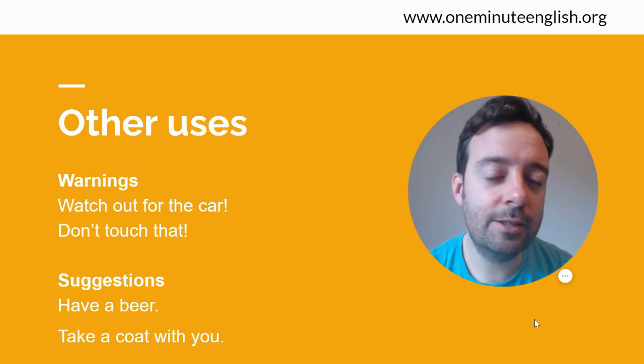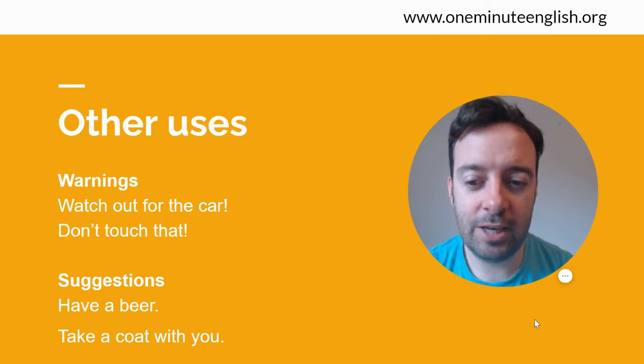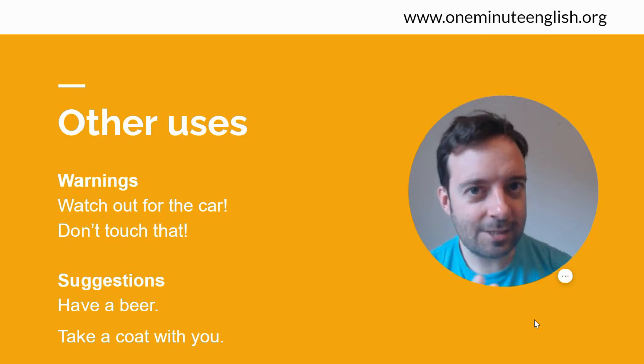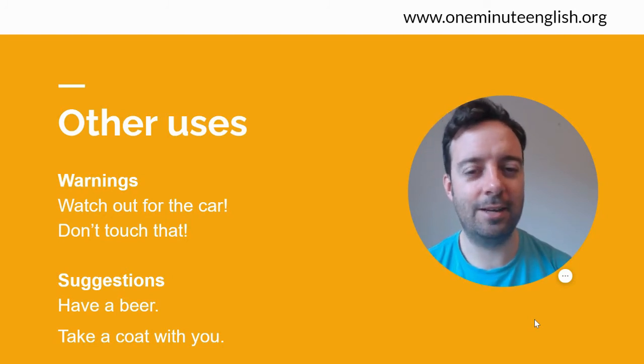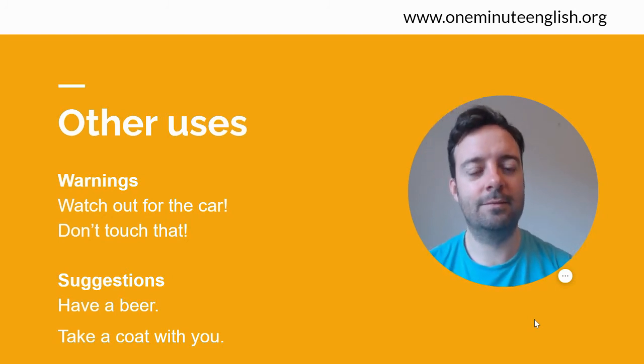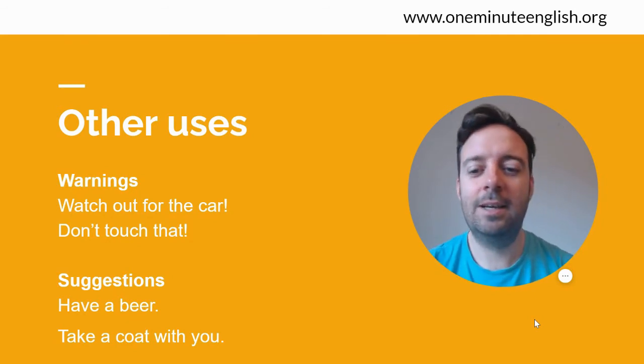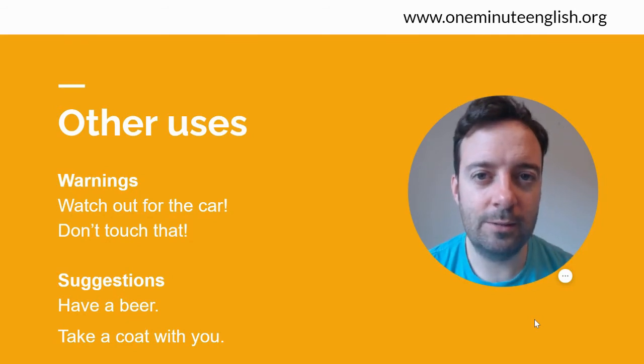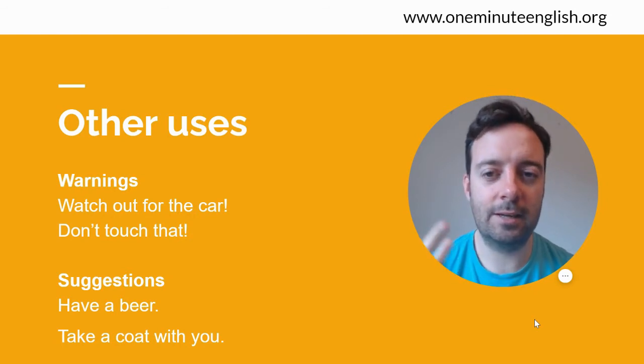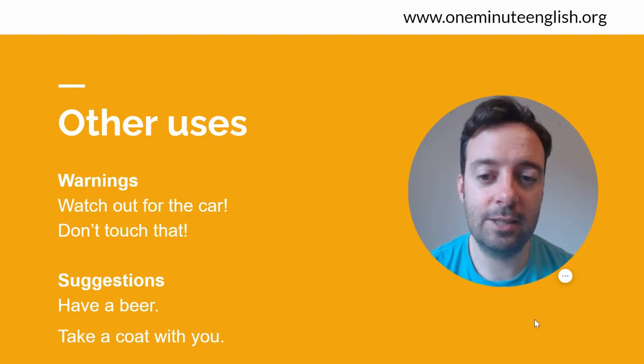And we also use imperative for suggestions. These are like suggestions that are almost like a command, right? It's like, have a beer. It's almost like a command, but it's a suggestion. And take a coat with you. It's almost like a command, right? But it is a suggestion.